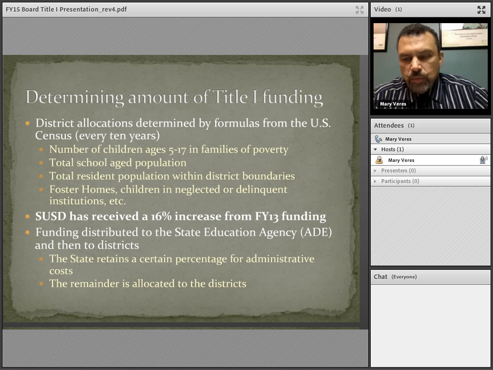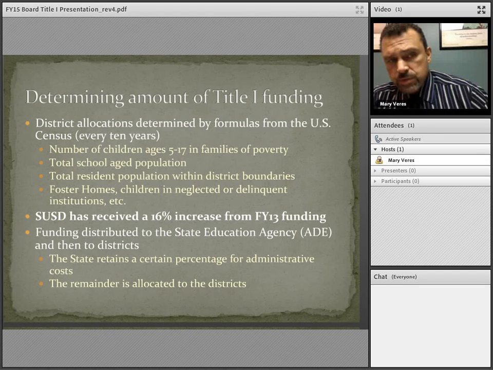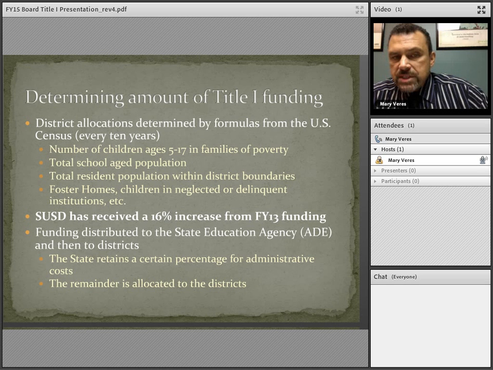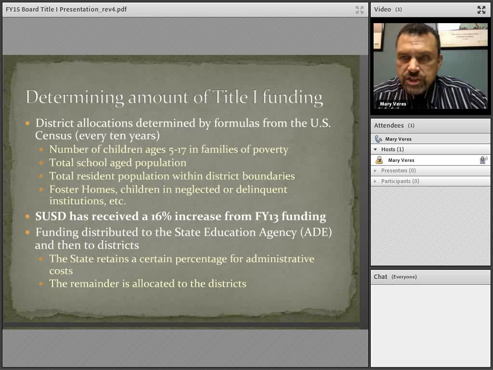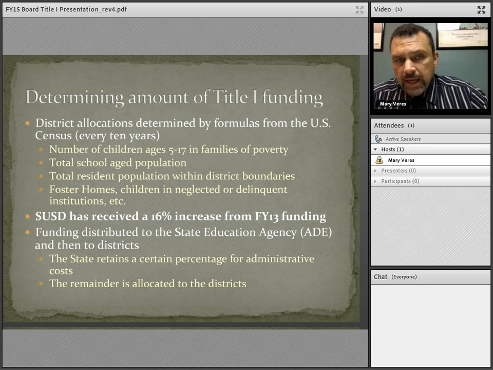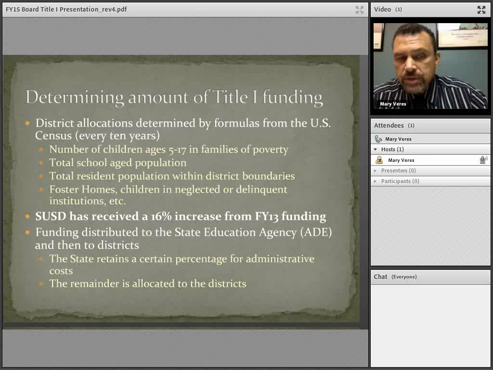So how is it determined? Well, at the national level, every 10 years, there is a census taken. 2010, of course, was our last one. And they use a formula, hence the term formula grant, of the number of children ages 5 to 17 in families of poverty. And they use other indicators: number of school-aged children, population, children in neglected and delinquent homes. And they come up with a formula for Sunnyside, or for each district boundary. And from the 2010 census, we actually started seeing the effects of it back in 2012-13.